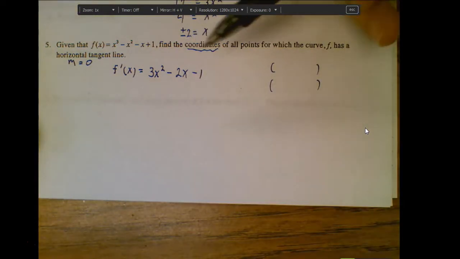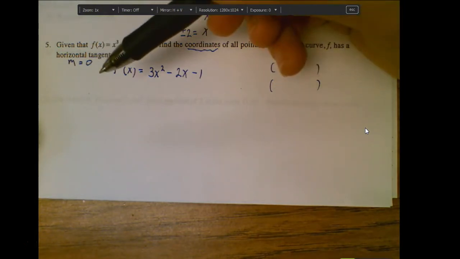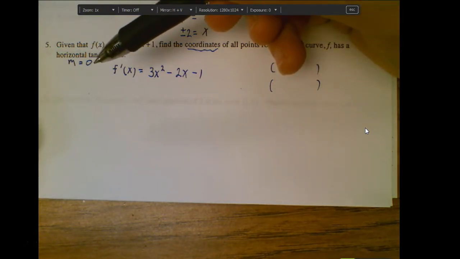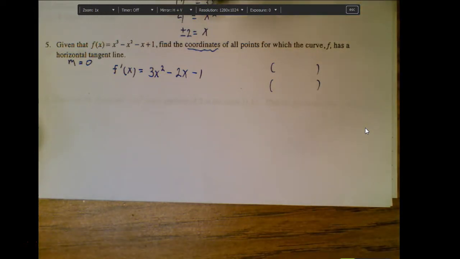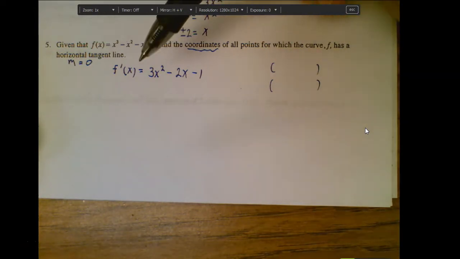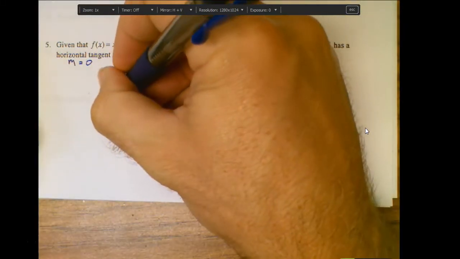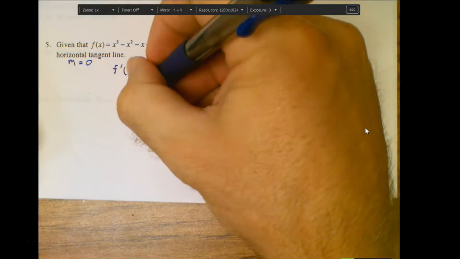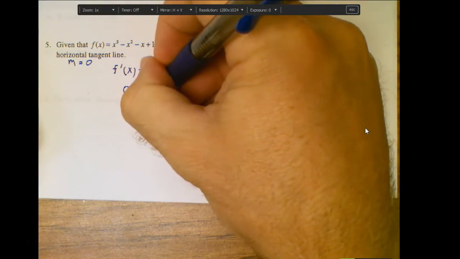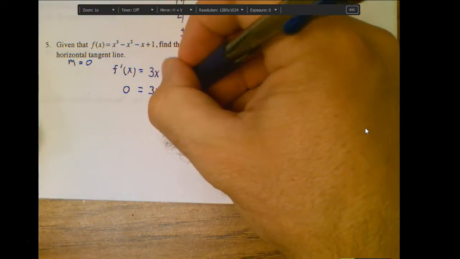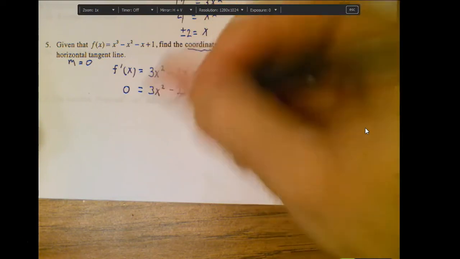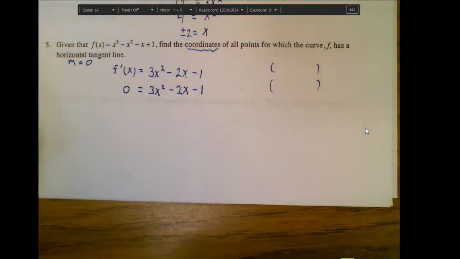So to do that, let's just take our given information. This is the only thing we know at this point, that the slope is 0. Well, remember what that tells you. If the slope is 0, that's like saying your derivative is 0. So I'm going to set this whole thing equal to 0 so that I can figure out the x coordinates to go with that slope of 0.